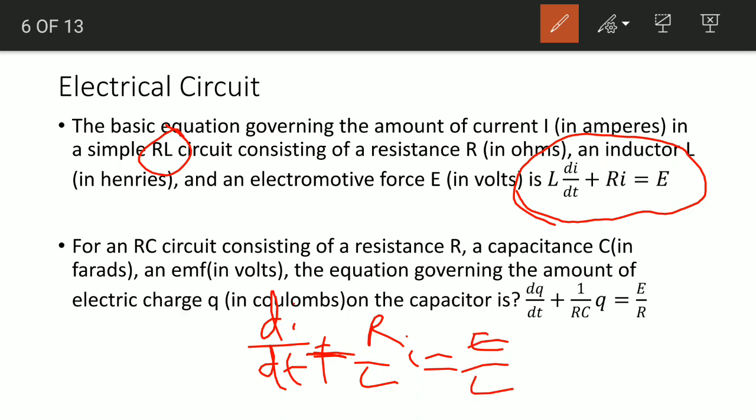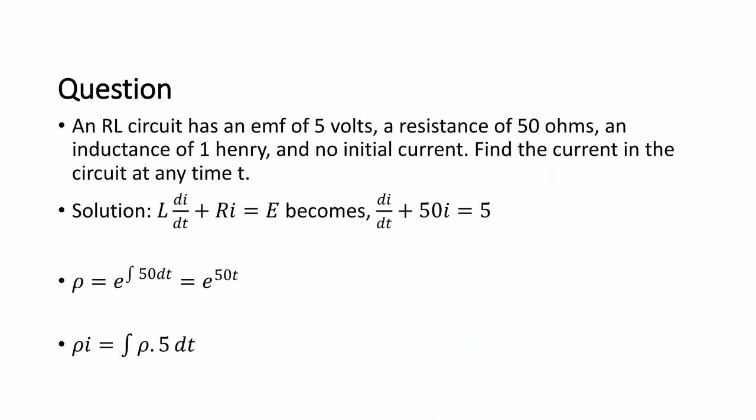For the RC series circuit, this is exactly what we have. The formula is dq/dt + (1/RC)q = E/R. The q there stands for charge, t is time, R is the resistance of the resistor measured in ohms, C is the capacitance of the capacitor measured in farads, and E is the EMF of the cell.